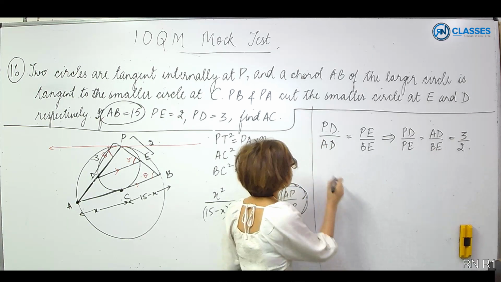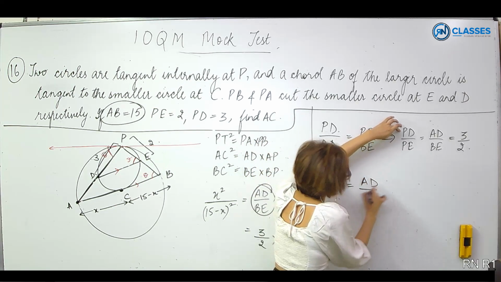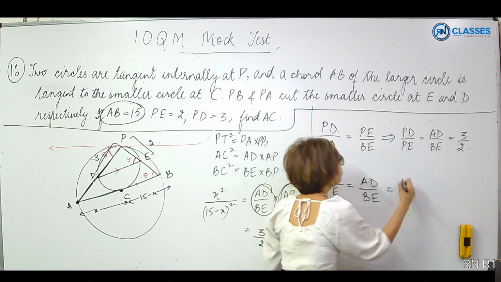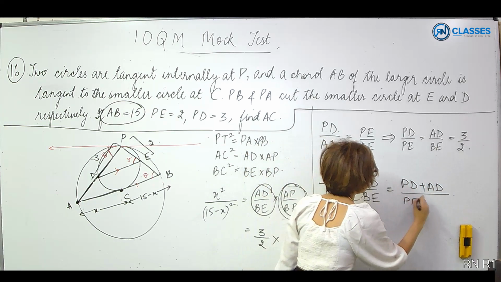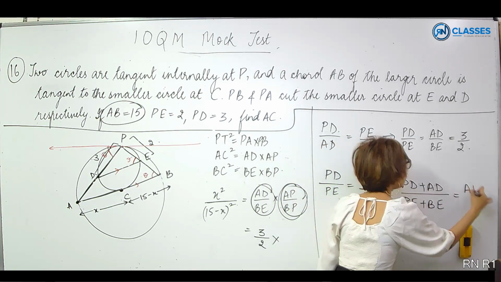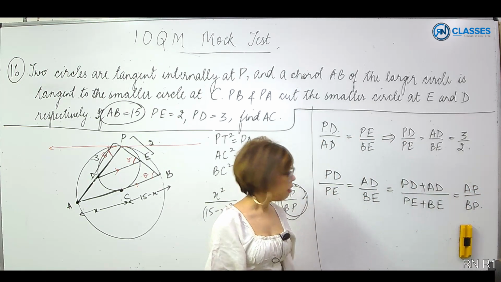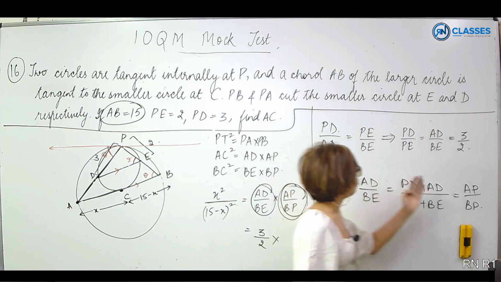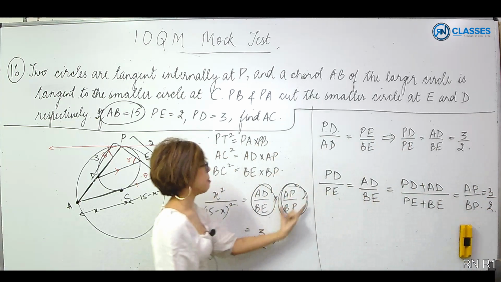Now, I know the ratio property is PD by PE is equal to AD by BE. This ratio is actually equal to PD plus AD, whole divided by PE plus BE. Ratio property is that. And this is nothing but AP, and this is nothing but BP. Done? Now I know this ratio. We know PD by PE, that is 3 by 2. So AP by BP is also 3 by 2.